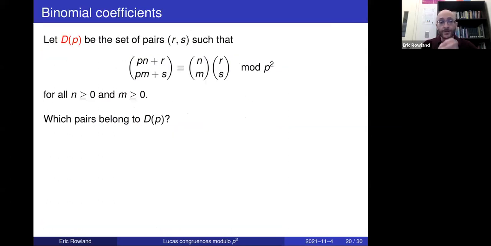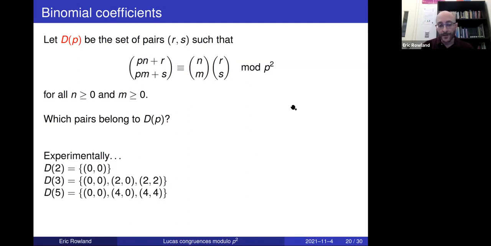Okay, so for Apery numbers, we have an answer to the question, when does Gessel's Lucas congruence hold more strongly mod p squared and not just mod p? So let's ask the same question. This was a question that it didn't occur to me to ask for binomial coefficients until it came up for Apery numbers. What is the set of pairs of base p digits, R, S, such that the Lucas congruence for binomial coefficients holds modulo p squared?